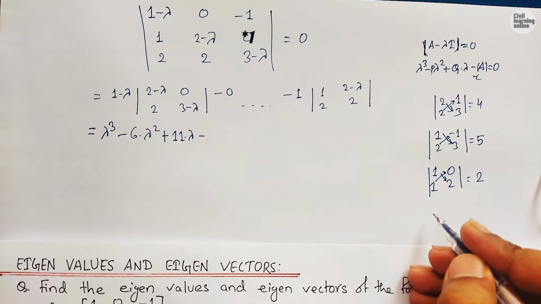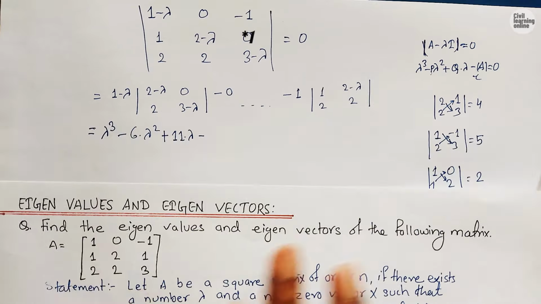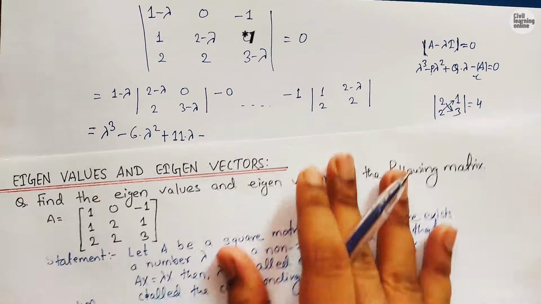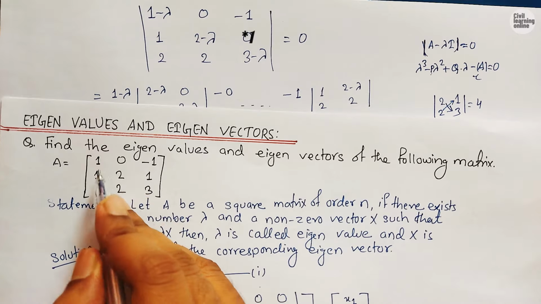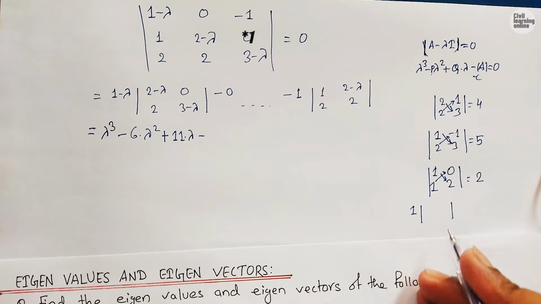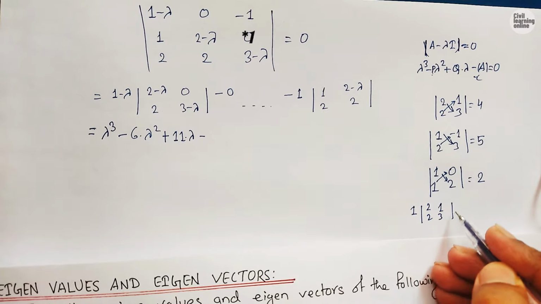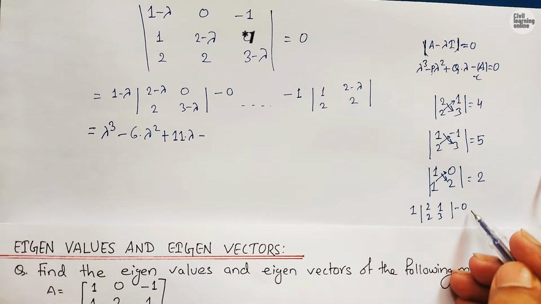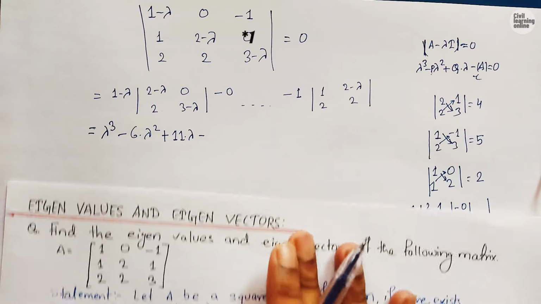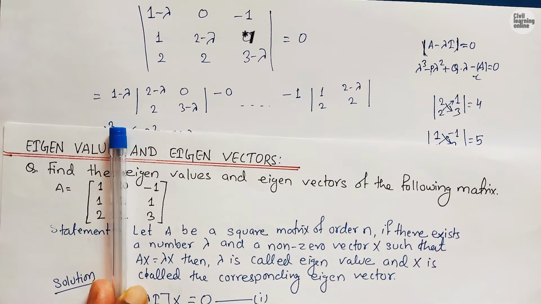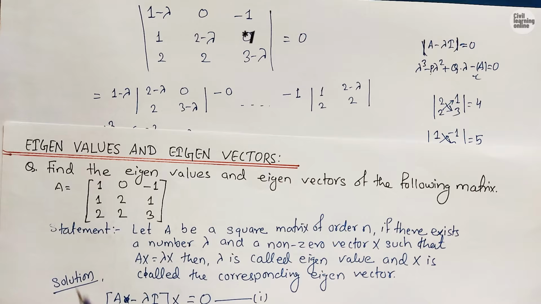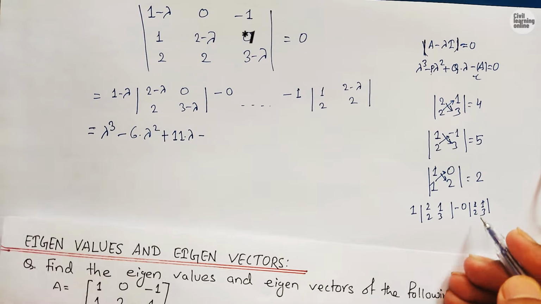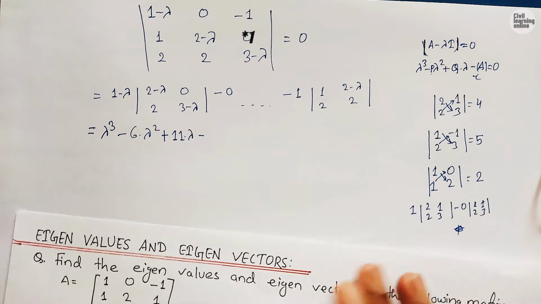In order to find the determinant, we will do 1 times, since we are finding the determinant with respect to this row, 2, 2, 1, 3. Again minus 0 times, because while finding the determinant we also take the sign of the cofactor. So minus 0 times, cover the row and column in which 0 lies. So this column and this row are covered, and we get 1, 2, 1, 3.